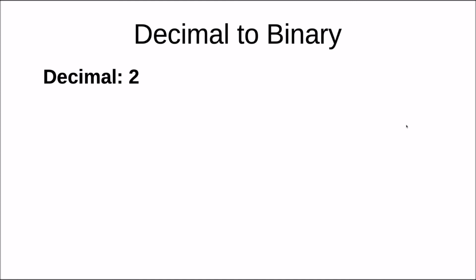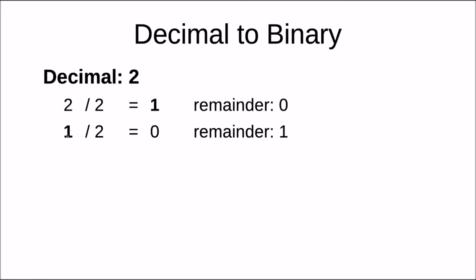Let's say we have the decimal number 2. We take 2 divided by 2, which is 1, and the remainder is 0. Now we take this result and divide it by 2 again. So we take 1 divided by 2, which is 0. We only deal with integers, so there are no fractions. So this is 0, and we have a remainder of 1. Now the result is 0, and we are done. What we do next is take the remainders and read them from the bottom to the top. This would be 1, 0. This is our binary that represents 2.